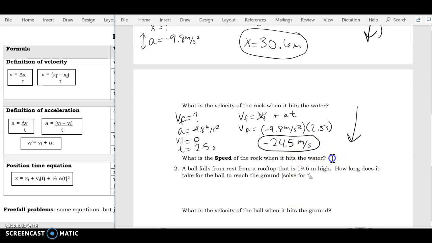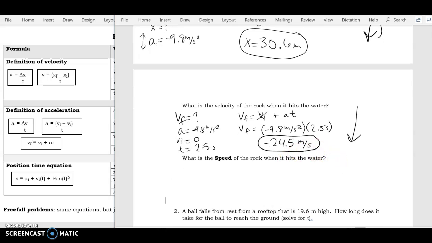All right. Now it asks, what is the speed of the rock? Well, the negative 24.5 from the question before, that's the velocity, because velocity is a vector, and a vector includes direction. Speed is a scalar quantity, no direction. So when he asks what the speed is, it's just 24.5 meters per second.